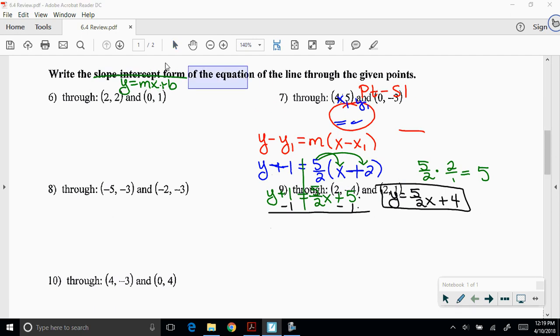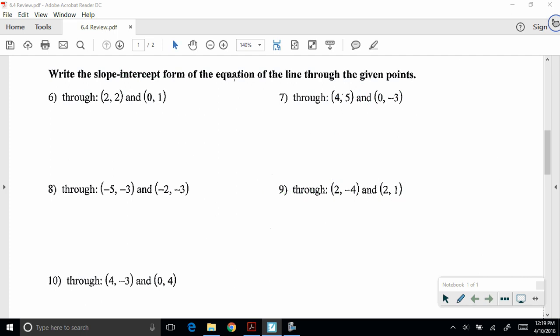I'm going to erase this here. And then 6 through 10, you're going to write the slope-intercept form again, so we're doing y equals mx plus b again. Of the line, this time we're given 2 points. Remember, the first thing you always have to do to be able to write the equation of a line is find your slope. To find the slope between 2 points, we're doing y2 minus y1 over x2 minus x1.